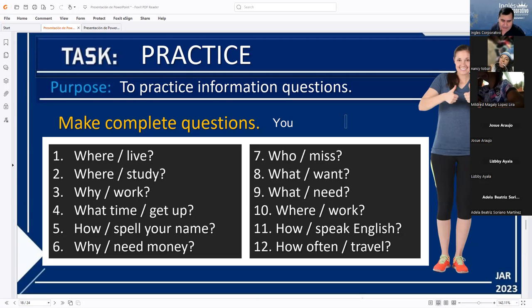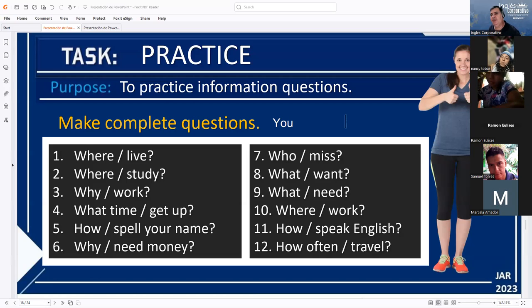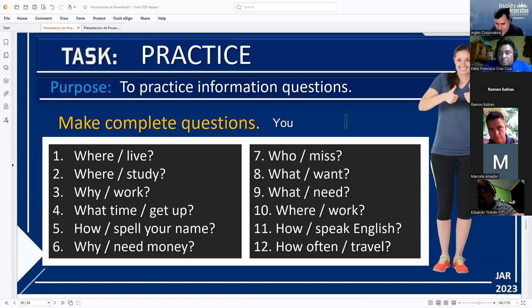Ramón Eulises Pérez. Present. Samuel Amilcar Torres. Present. Víctor Manuel Cedillos. Present. And Marcela Alicia Amador de Linares. Present, teacher. Excellent. Ladies and gentlemen, thank you very much for attending. I'll see you tomorrow. Good night, teacher. Good night. Be good. Bye-bye. See you tomorrow.